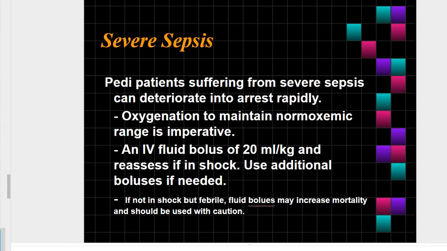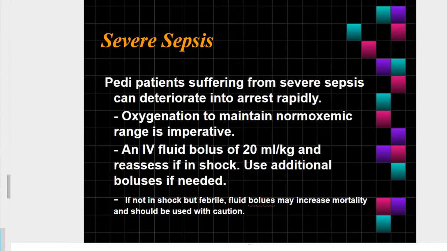The first thing is oxygenation to maintain the normoxemic range of 92 to 99% is imperative. If they're not arrested yet, look at their O2 sats. Hopefully they're perfusing well enough for you to do that. Look at their CO2 as well, to make sure that they're not retaining a lot of carbon dioxide. But the big thing here is getting them into a normoxemic level if you can.